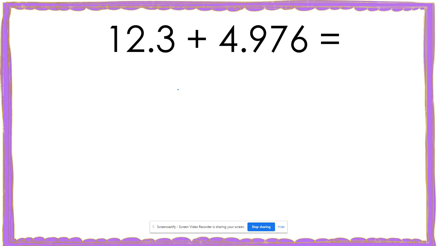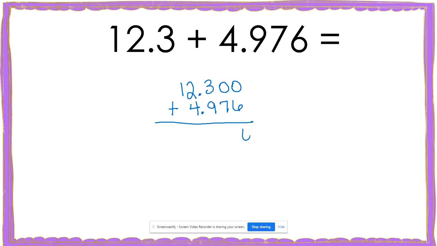For 12.3 plus 4.976, I will again line up my decimals. So I start with 12.3, and then I'm going to add 4.976. In this case, there are 2 placeholders of 0 that need to be added. Now I can add like normal.